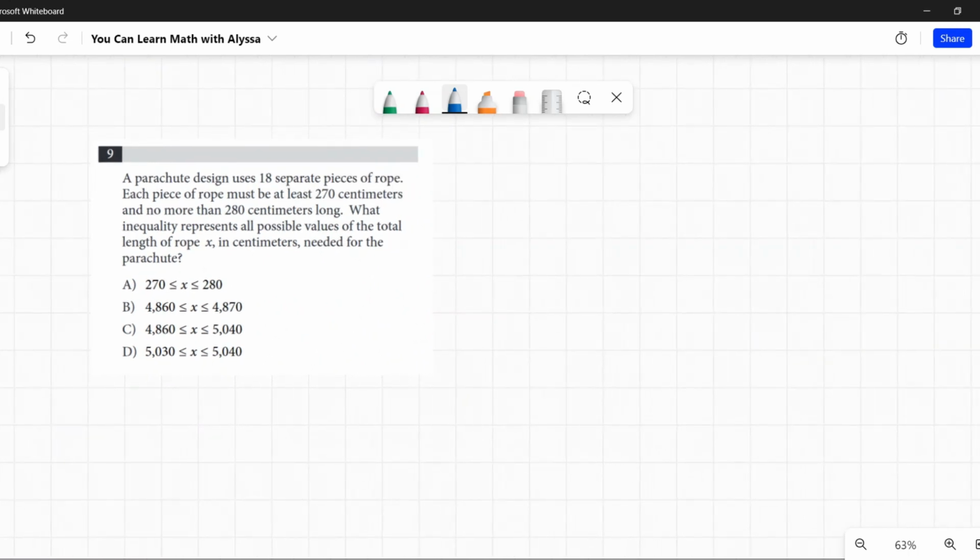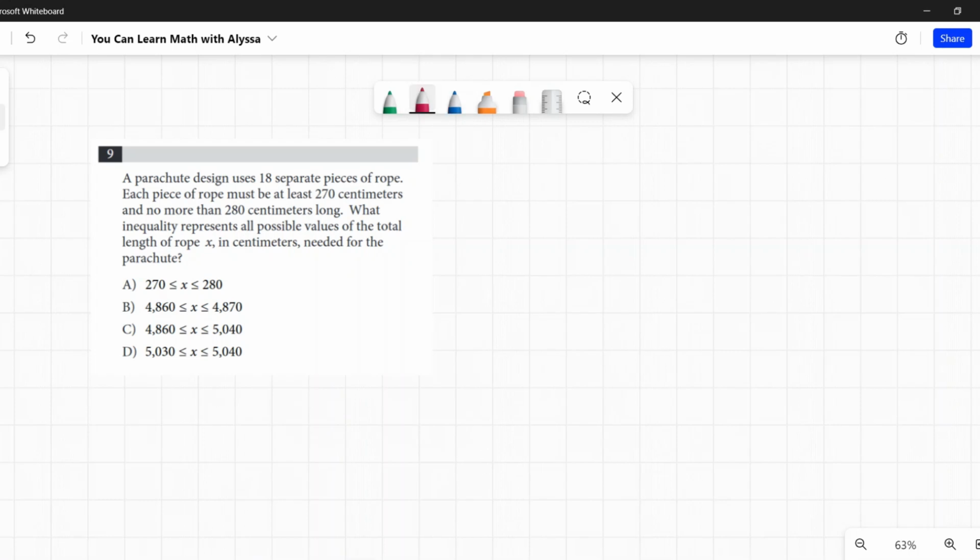Number 9, a parachute design uses 18 separate pieces of rope. Each piece of rope must be at least 270 centimeters and no more than 280 centimeters long. What inequality represents all possible values of the total length of rope in centimeters needed for the parachute?